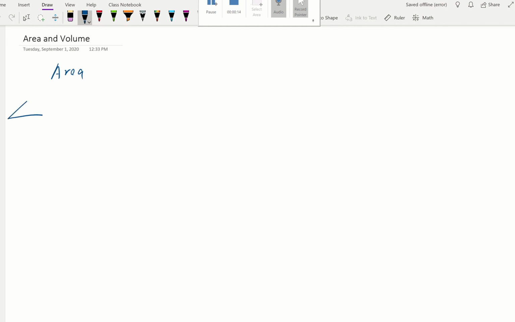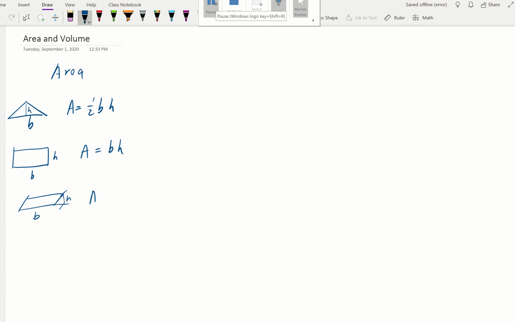If I have a triangle, what's going to be the area? That's going to be equal to half base times height. Okay. All right. Then how about if it's a rectangle? We know that's going to be base times height. And if it is a parallelogram, that's B and this is H. So area is also B times H.